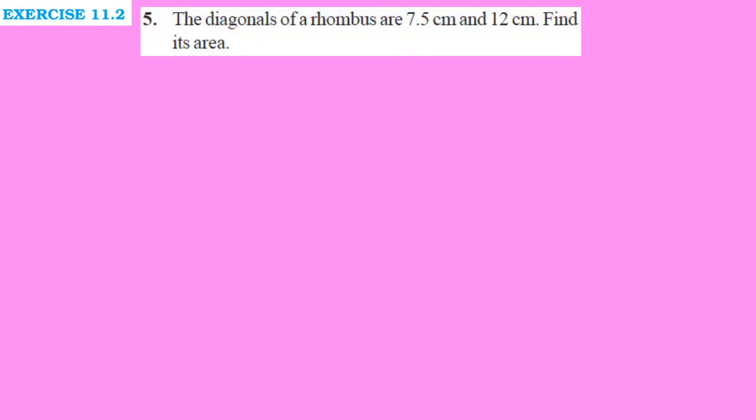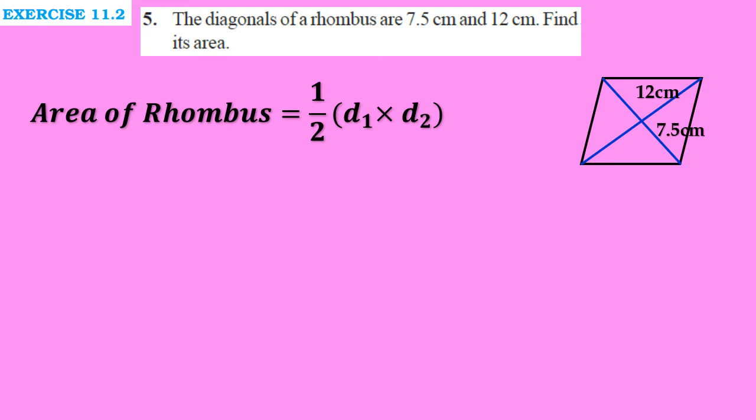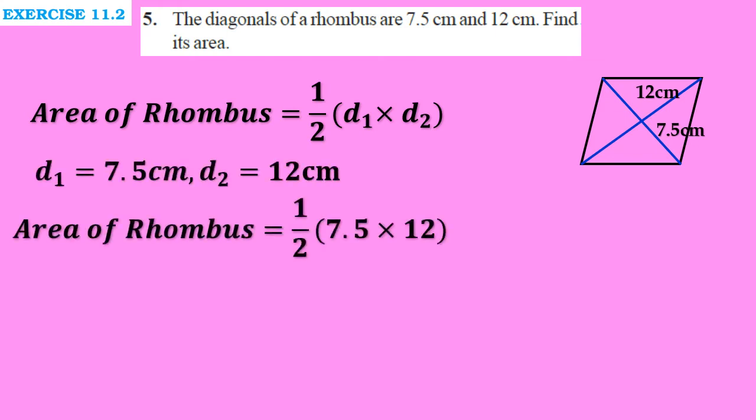The diagonals of a rhombus are 7.5 and 12 centimeter. Find its area. This is also a very direct question. The two diagonals are given. So what's the formula, children? Yes, the area of a rhombus is half d1 d2. Just apply the values. That's it. So it is equal to 45 meters square. Very simple and direct question. Sorry, here it is centimeter square, 45 centimeter square.